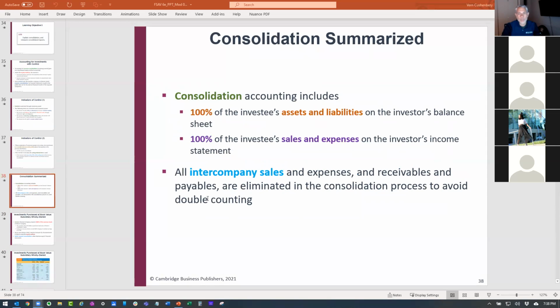The first 3 or 4 slides leading into this accounting treatment are primarily a review, so you see me skipping over them pretty fast. Importantly, when we consolidate and add the liabilities and the sales and expenses together, we need to note that we're eliminating any intercompany sales. Otherwise, we might be double counting, and we don't want that.